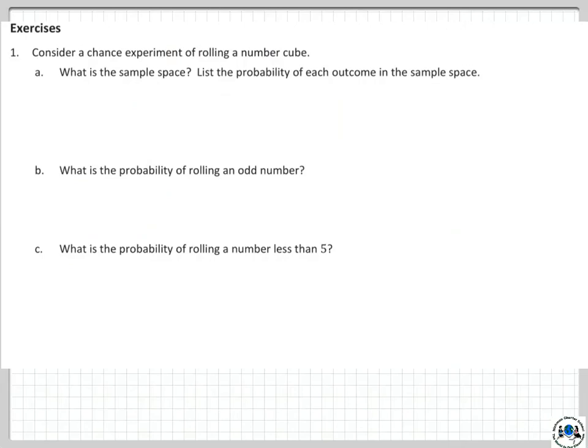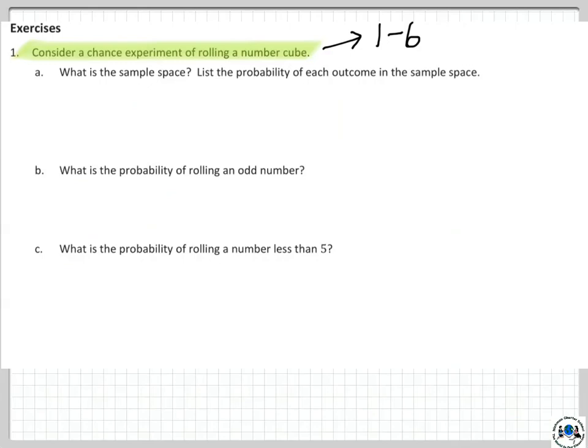Alright, so now we're going to roll a cube here. Well, we're going to pretend we're rolling a cube. We're going to consider a chance experiment of rolling a number cube. Just to give you a little bit, it's a regular number cube, 1 through 6. So I want you to go ahead and do these, A, B, and C. Alright, and come on back and we'll check in.